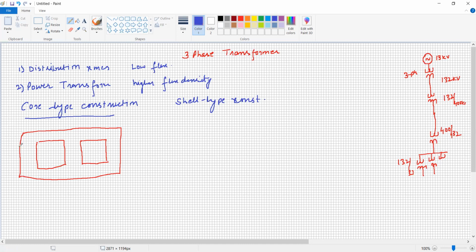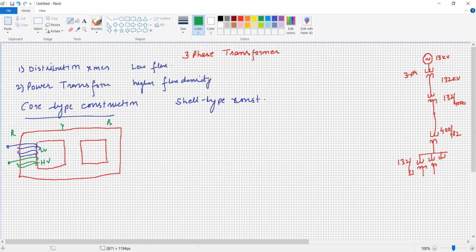So these are the three limbs. First we will place the LV winding. Then on the same limb we will place the HV winding. So this is LV winding and HV winding. Similarly on the second and similarly on the third. So say this is R phase, Y phase, and B phase.